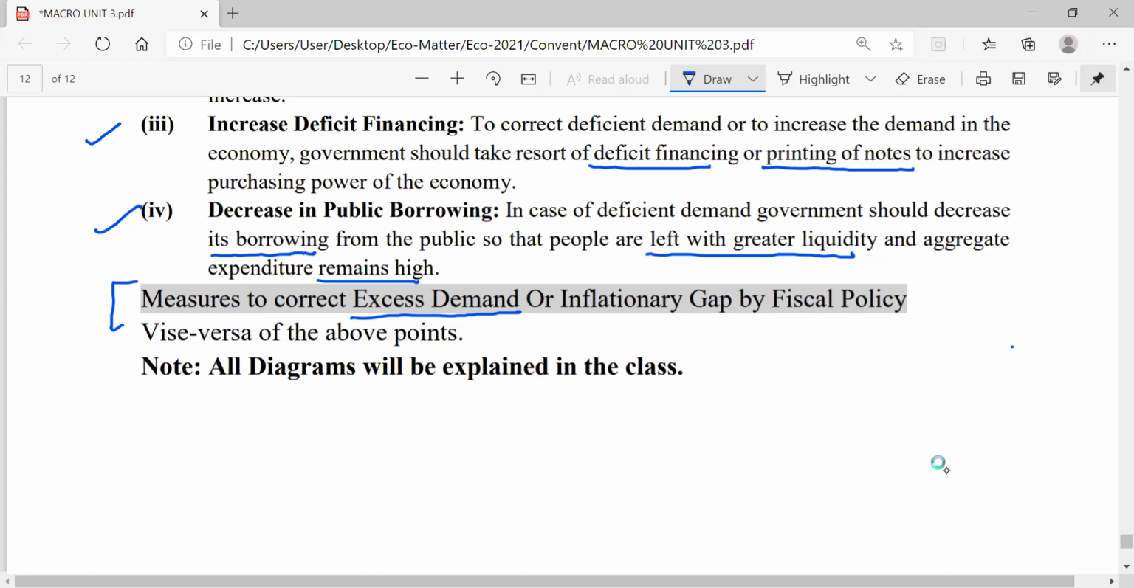So this is the concept for deficit demand and excess demand. Now I am also explaining the next small summary.